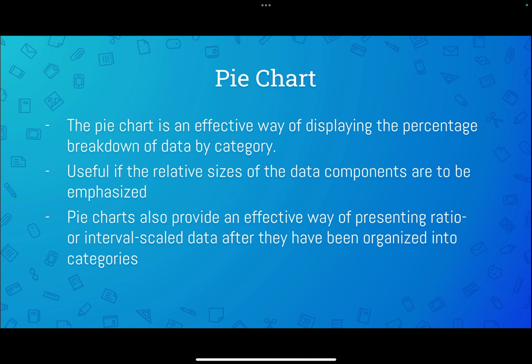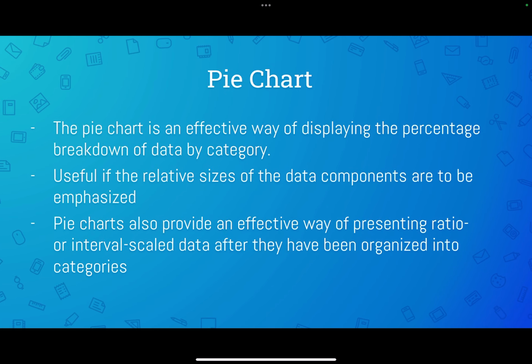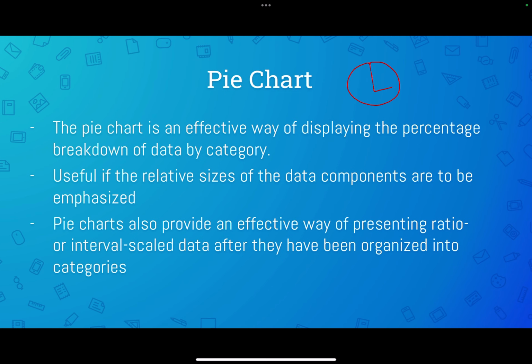A pie chart is the one that we use the most because we know percentages very well. We can interpret percentages very well. It is useful if the relative sizes of the data are to be emphasized, and it also presents an effective way of showing ratio or interval scale data after they have been organized. Pie charts are very abused. Sometimes we use pie charts to present a yes or no. That is super boring. If we wanted a yes or no, we could have used numbers.